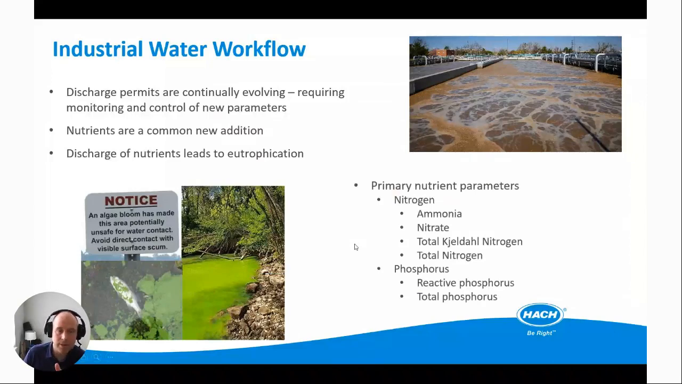The primary nutrient parameters are nitrogen and phosphorus, and those can show up in a number of different forms. For nitrogen, we've got ammonia, nitrate, total Kjeldahl nitrogen, and then total nitrogen. And for phosphorus, we have reactive and total phosphorus. And any permit could be written with any one of these parameters.